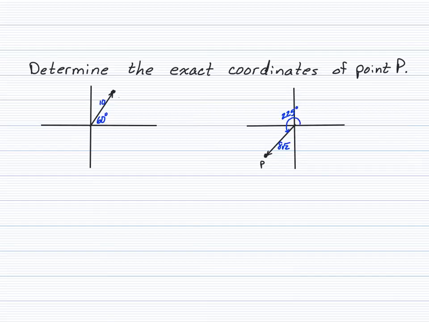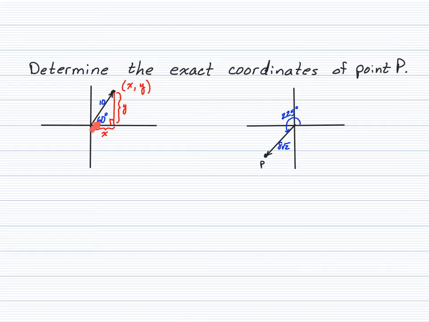All right, so the last set of problems here say to determine the exact coordinates of point P. All right, so coordinates are written in terms of x, comma, y. And so if I draw a right triangle straight down, this length right here will be the x coordinate, and this length right here will be the y coordinate. Now, we can use trig functions to find these values.